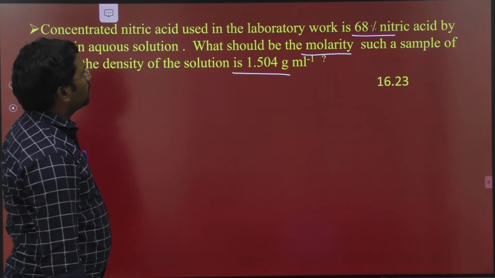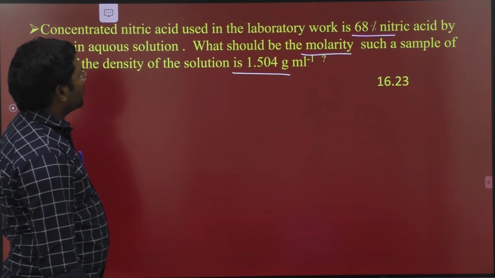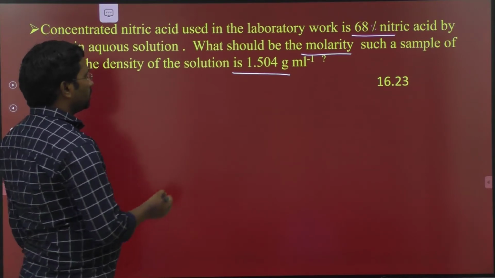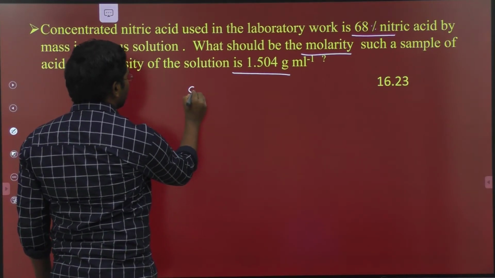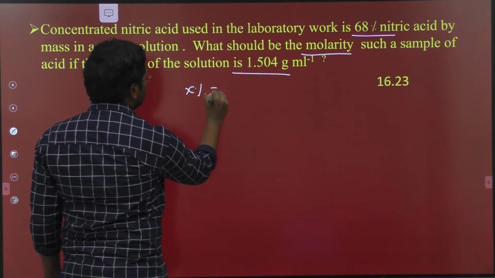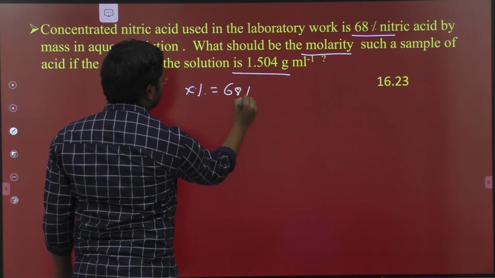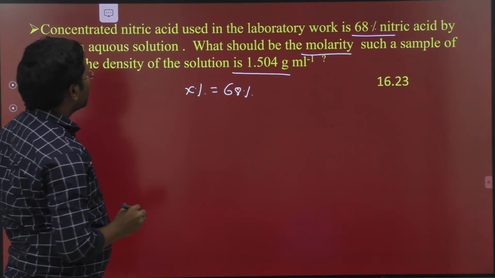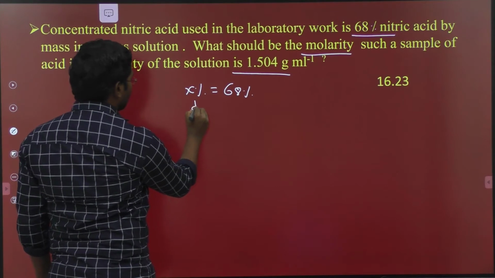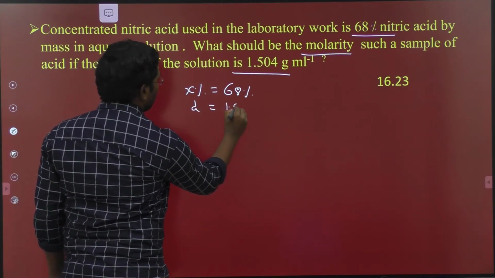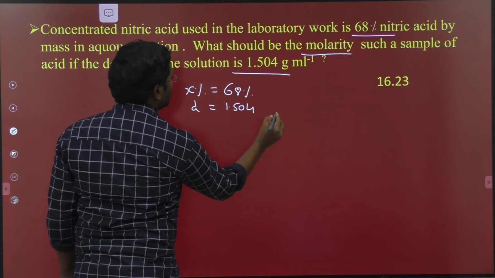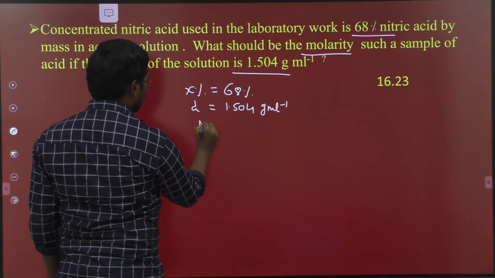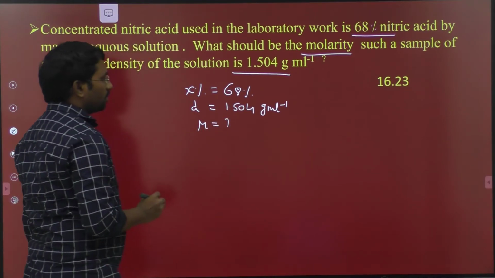So in that given problem, the concentration of nitric acid in the laboratory is 68% nitric acid by mass. That means the given value is x percentage, it is given as 68%. And next one, what should be the molarity? So for the given value of density of the solution, density d is equal to 1.504 gram milliliter inverse. And we have to calculate the molarity value, capital M.